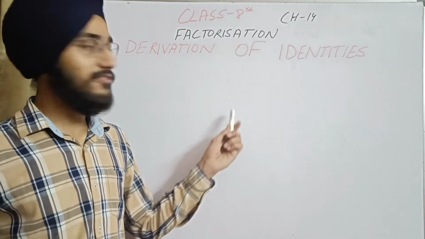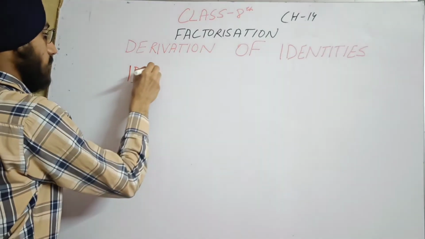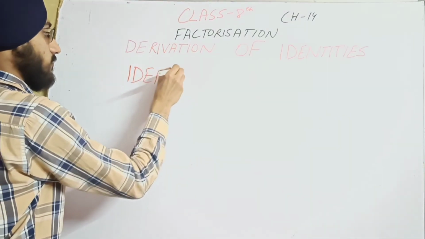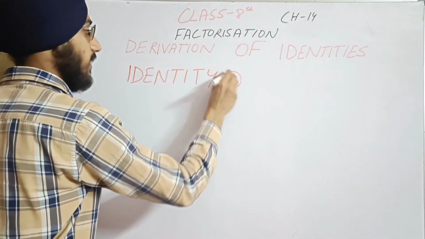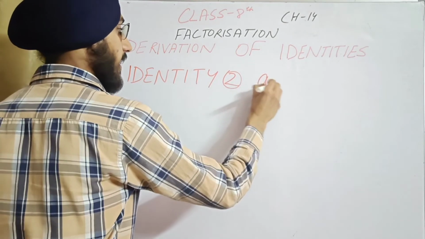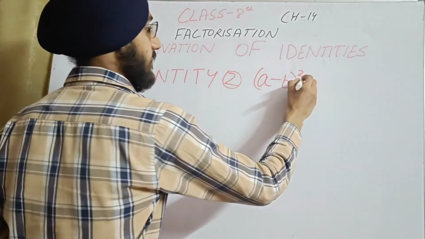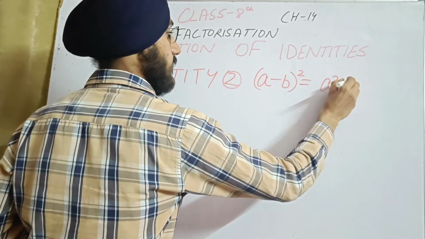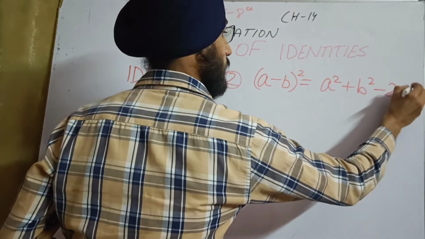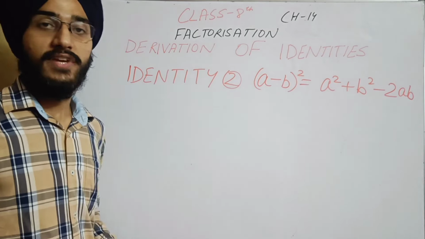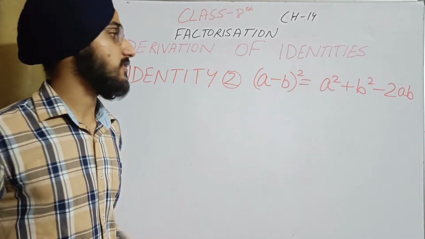Now we are going to derive the second identity, identity number 2. Identity 2 is (a minus b) the whole square, that is a square plus b square minus 2ab. So we are going to derive the left hand side of this identity and we will come up with the right hand side of this identity.